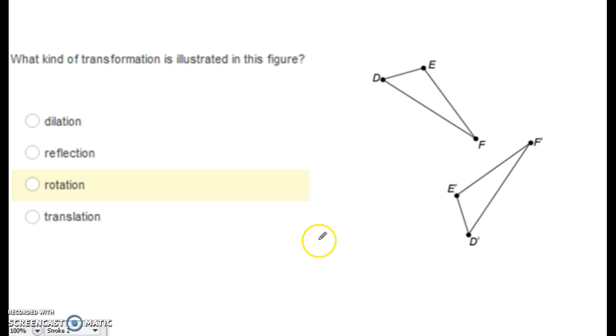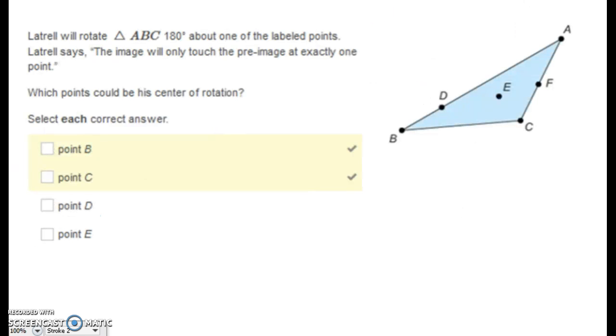Alright, what kind of transformation is illustrated in this figure? Well, we're not just shifting it because the orientation has changed. And we're not flipping it because there's no way that we could flip it to make it end up like that. This one is a rotation. If you notice, we've rotated it this direction. So that's a rotation. And by the way, a dilation means it's getting bigger or smaller. The reflection is the flip and the translation is the slide. It's not any of those.